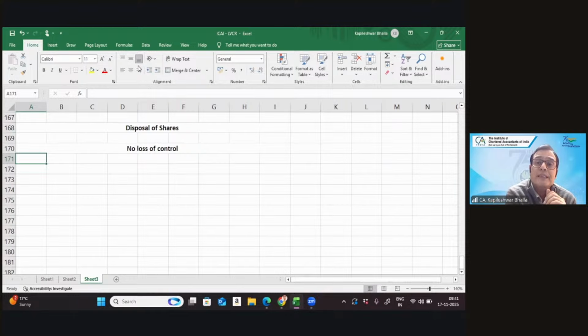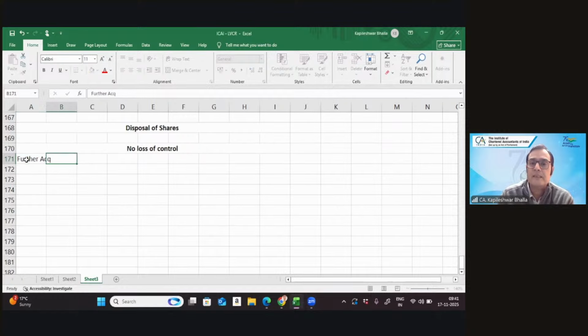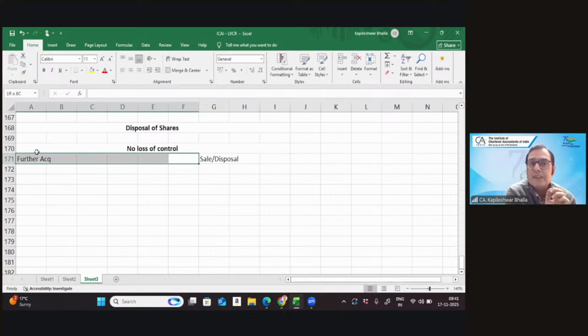So what is the impact going to be? No change, yes. But can I say NCI? Yes, that's what I wanted to hear. The NCI definitely undergoes a change in this case. So we can say there will be two cases. One is a case of further acquisition, and the other one would be a case of a sale, that is disposal, without losing control. So let's see the journal entries in this case and make some crucial points.